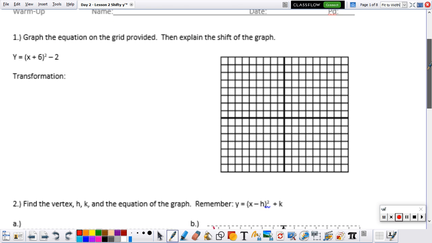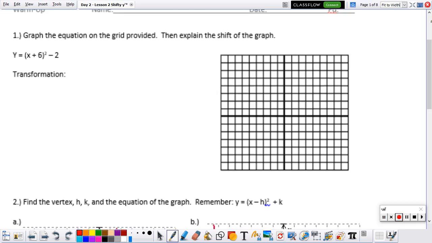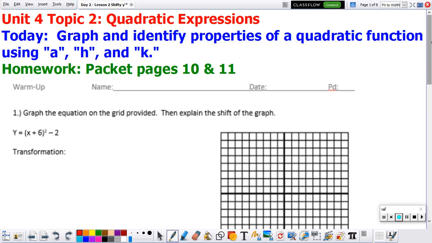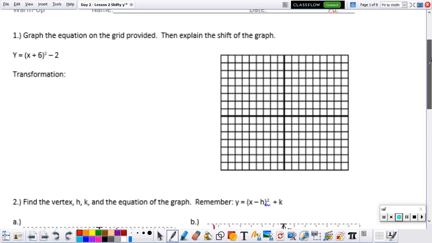Okay, so it says graph the equation. Oh, homework tonight is pages 10 and 11 in your packet. It says graph the equation on the grid provided, then explain the shift of the graph.